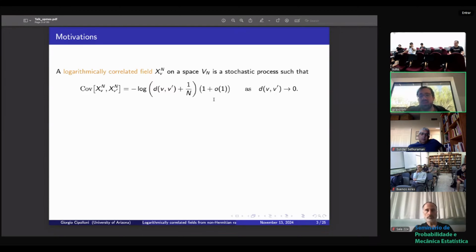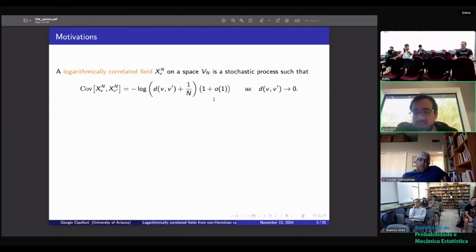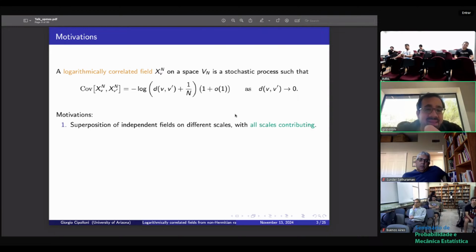Okay, and this is important: it doesn't have to be an exact equality. It's just important at leading order here, so lower order terms in n are allowed. Okay, so that's what a log-correlated field is. So let me write down some motivation for why, from both a mathematical and physical point of view, it would be interesting to study these log-correlated fields.